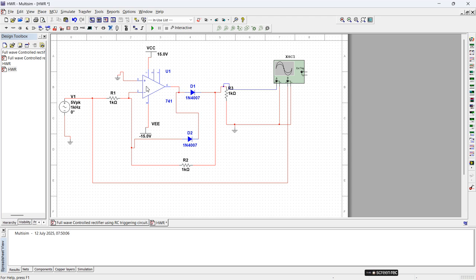I use a 741 op-amp. The supply voltage is 15 volt, connected to VDD and VEE, and a 1 kilo ohm resistor is connected. Diodes D1 and D2 are both 1N4007. The feedback resistance R2 is 1 kilo ohm.